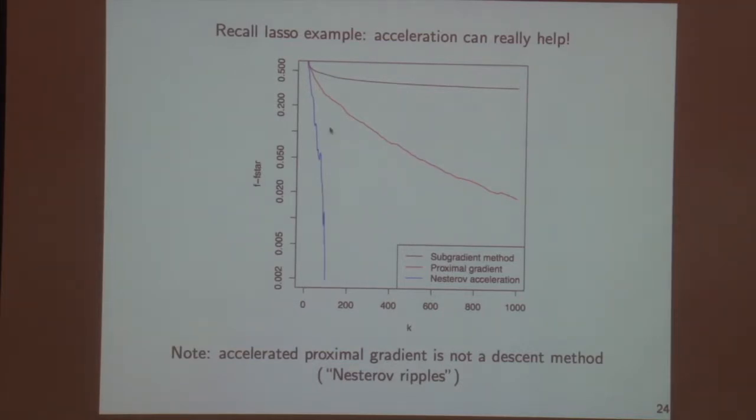Last time we looked at an algorithm called ISTA, which is the iterative soft thresholding algorithm. It's just proximal gradient descent applied to that problem. So each iteration is soft thresholding. That was the red curve. It achieves a convergence rate of 1 over epsilon, which is a lot faster than 1 over epsilon squared.